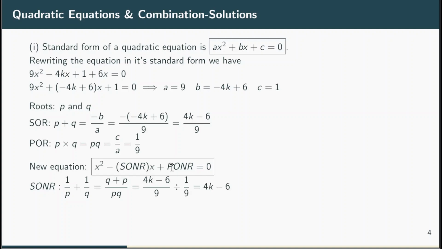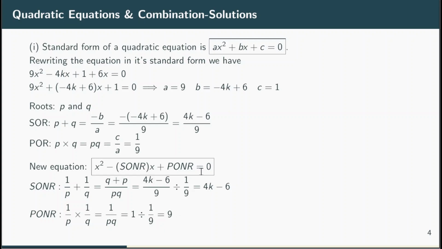Doing likewise with the product of the new root, I multiply them. So when I multiply, 1 times 1 gives 1, p times q gives pq. And pq is the product of the root, which is 1 over 9. So I'm saying 1 divided by 1 over 9, that reciprocates the 9 and gives me a value of 9. Now I have the sum of the new root and the product of the new root.